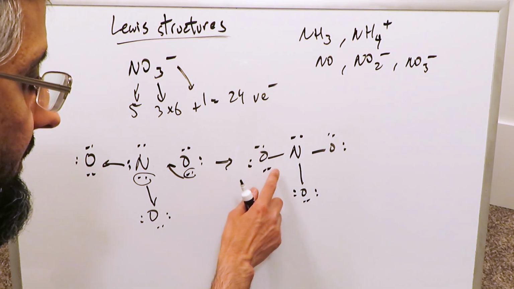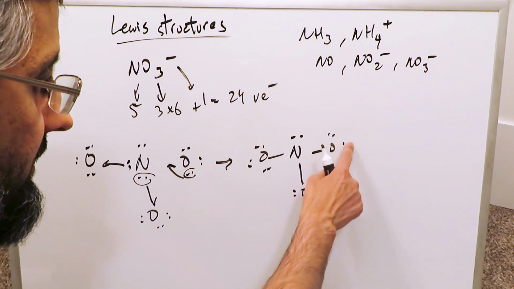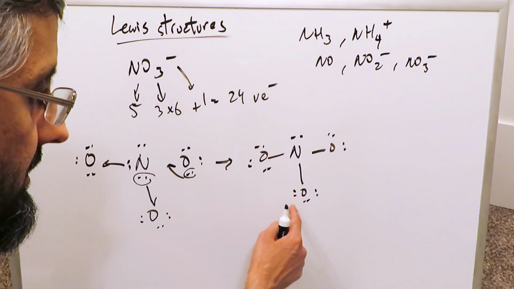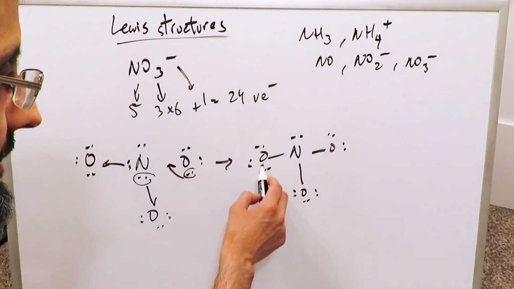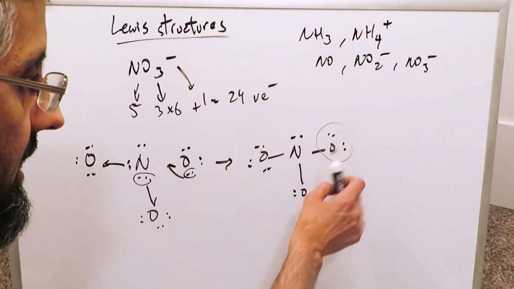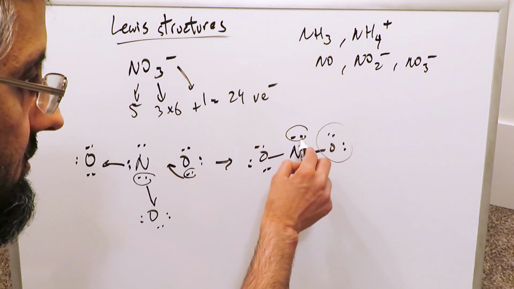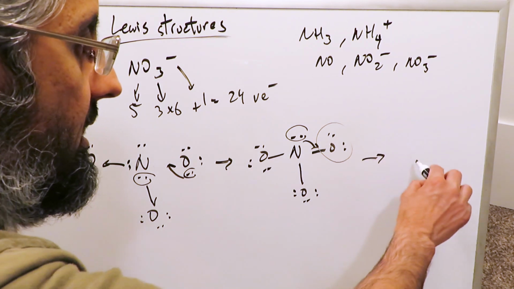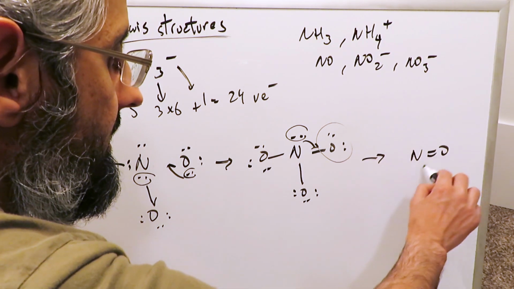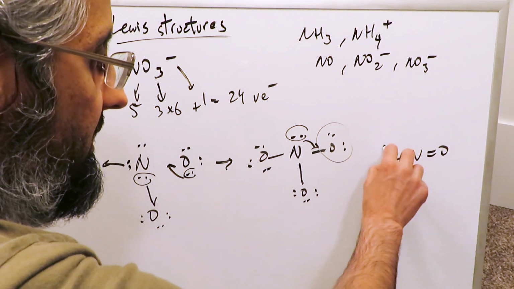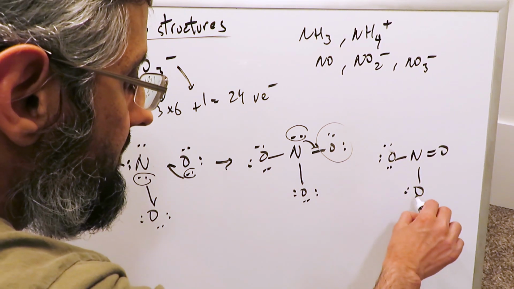1, 2, 3, 4, 5, 6, 7, 8, 9, 10, 11, 12, 13, 14, 15, 16, 17, 18, 19, 20, 21, 22, 23, 24. There's 8 around here, the octet rule, 8 around here, 8 here, but I have 6 over here. How can I fix this 6? These 2 can come down over here and form a double bond, and that's exactly what will happen. This is how it's going to play out. I'm going to remove this arrow, but this is exactly how it has to play out now.